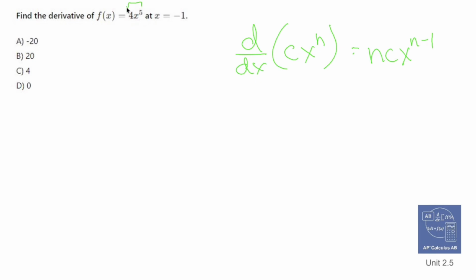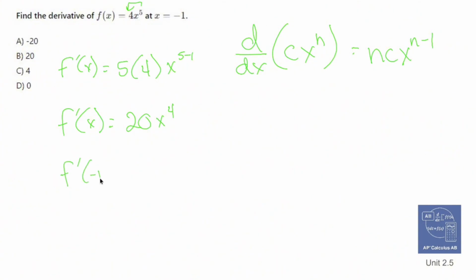I'm going to take 5 and multiply it to 4, so f prime of x is going to be 5 times 4x, and then I'm going to do 5 minus 1 because you subtract 1 from that 5. And so f prime of x is going to be 20x to the fourth. Now I'm going to take my x and make it negative 1. So f prime of negative 1 is going to equal 20 times negative 1 to the fourth power. Negative 1 to the fourth power is just 1, and 20 times 1 is 20, so the answer in this case is B.